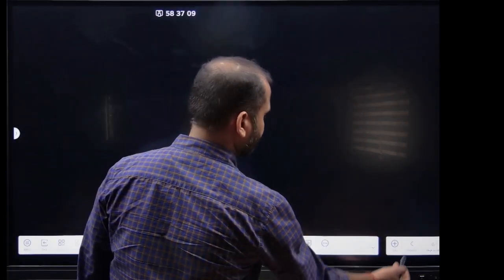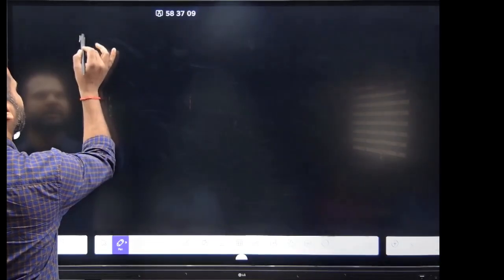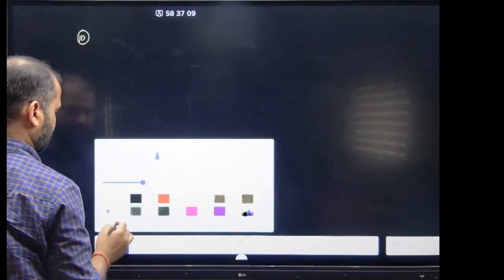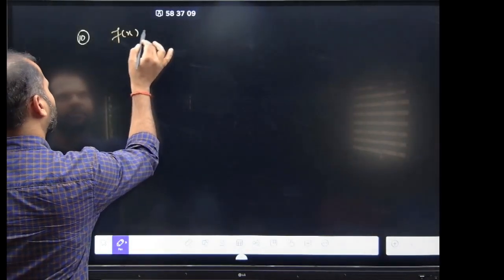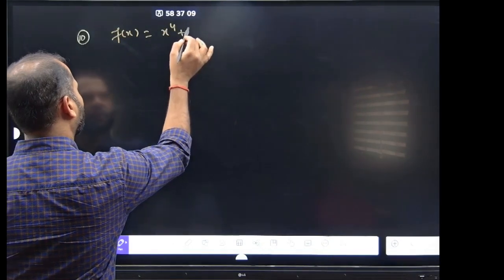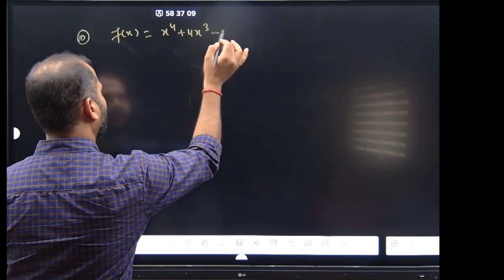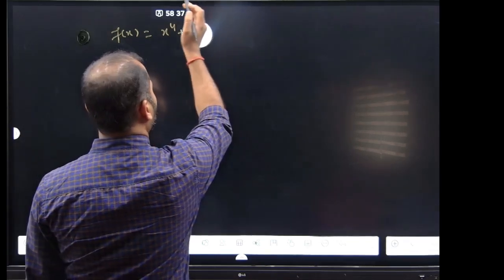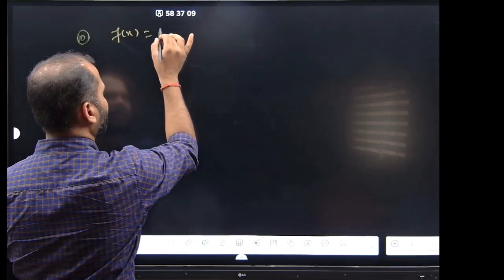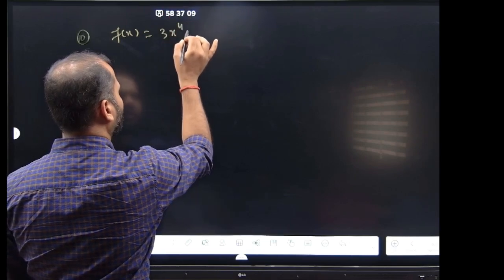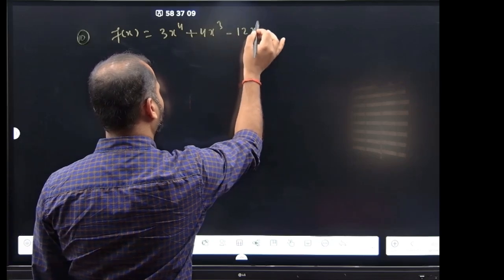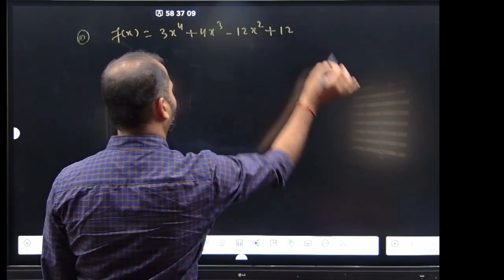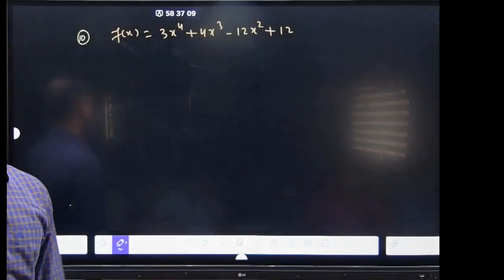What is the question? 10th one? Yeah, 10th one you tell me. 3x to the power 4 plus 4x cube minus 12x square plus 12. Correct? So, this is the function.